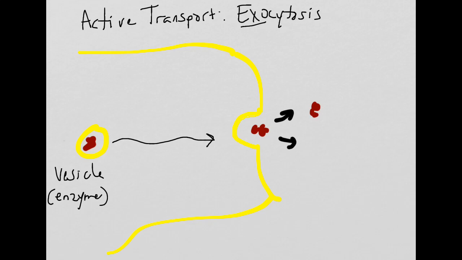Okay? So that's exocytosis. The purpose of this is for bulk movement out of the cell.